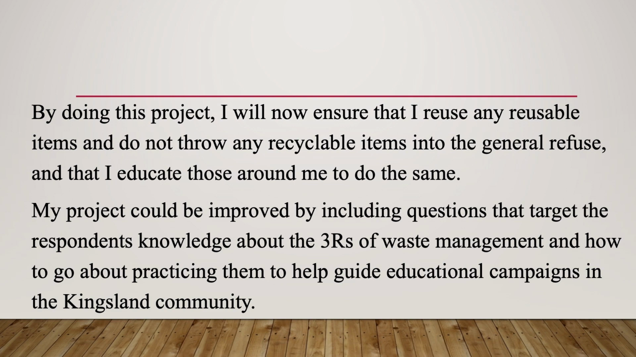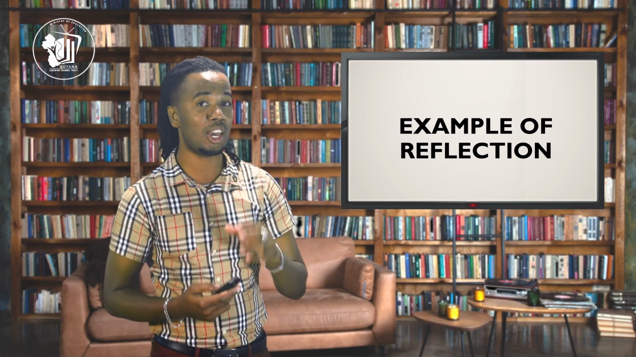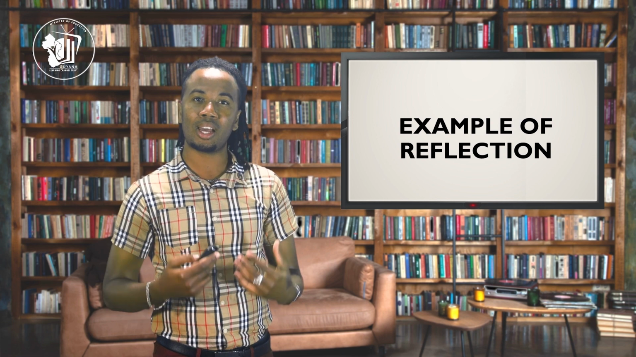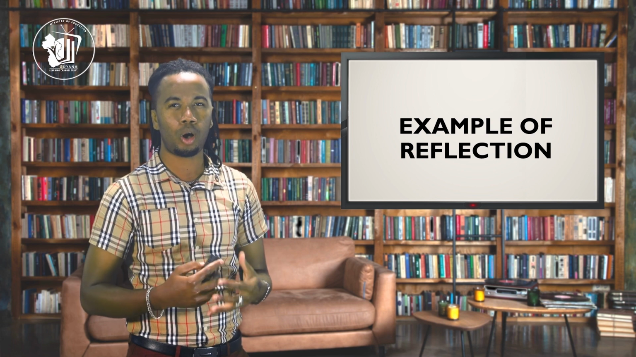To wrap up the conclusion now, we must indicate one way in which the project can be improved. Mind you, the reflection is not yet finished, but read with me, students. My project could be improved by including questions that target the respondents' knowledge about the 3 R's of waste management and how to go about practicing them to help guide educational campaigns in the Kingsland community. Here again, we can see that the researcher is being specific in relation to a method that can be used to improve the project.